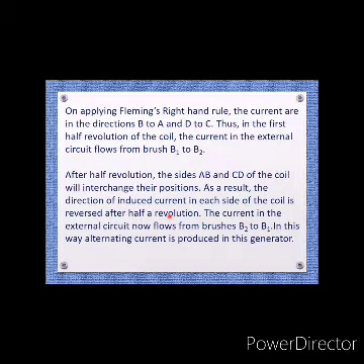AC in the sense the alternating current. Alternating current is a current which changes for every half a cycle. So that means the first half of the cycle will be in the crest part and the second half of the cycle will be in the trough part. Like that, even the direction of the current will also change. So in the second half of the cycle, the current in the external circuit will flow from the brush B2 to B1. In this way, the alternating current is produced in this generator.